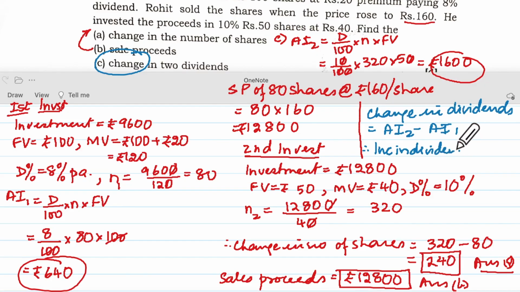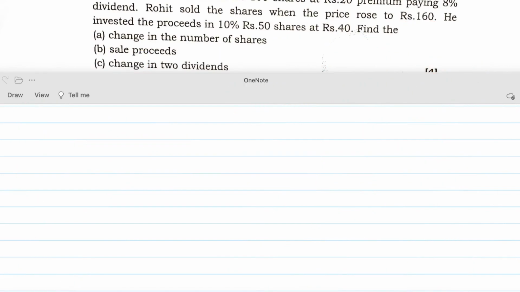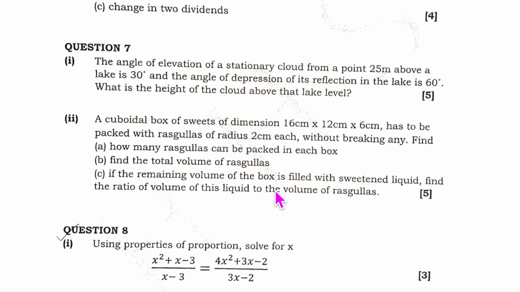So you will say therefore increase in dividend is equal to 1600 minus rupees 640. So 600 gone, so 960 you will get. Rupees 960. So this was also a slightly thinking type of question. So you'll see nothing is given to you on a silver platter.